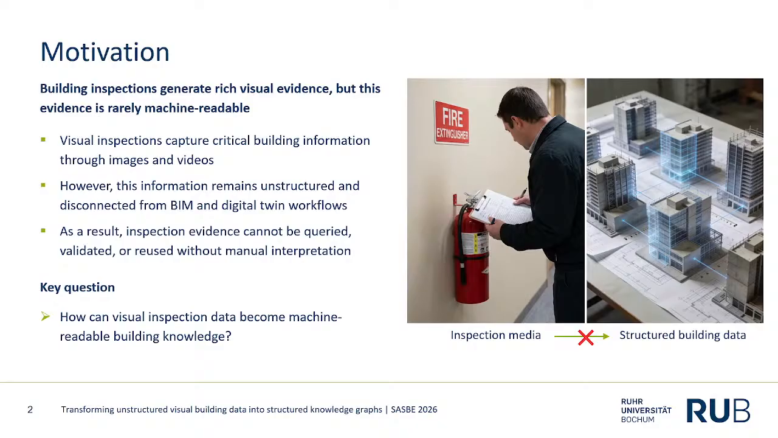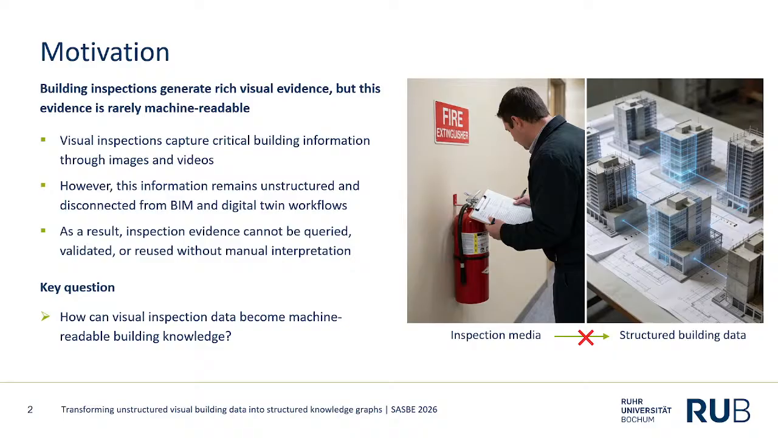So building inspections generate a lot of rich evidence. So we collect a lot of images. We have to do reports on certain fire safety equipment. As you can see here on the right, the fire safety inspector assesses the visibility or the accessibility of the fire extinguisher in this case.